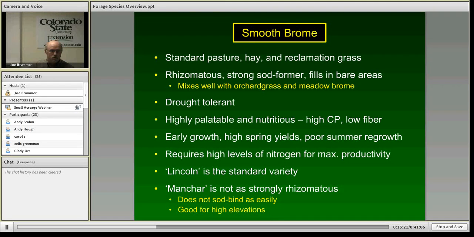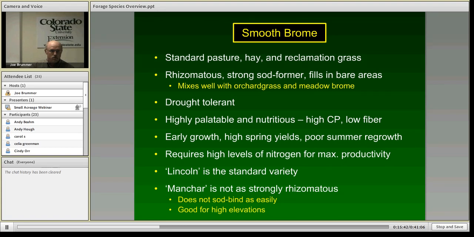Very palatable, very nutritious. It's high in protein in the spring. Tends to be fairly low in fiber. Again, two qualities we like to see in these different types of grasses. Very early spring growth, high spring yields, but the drawback to this species compared to the first two I talked about is poor summer regrowth.